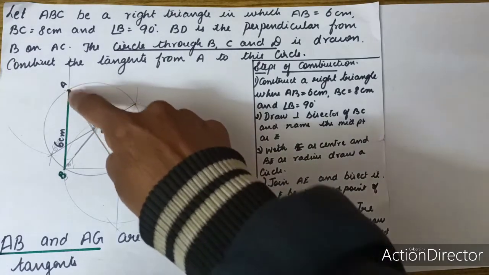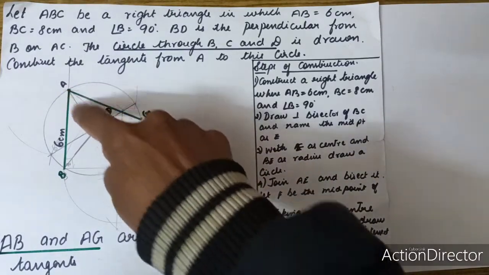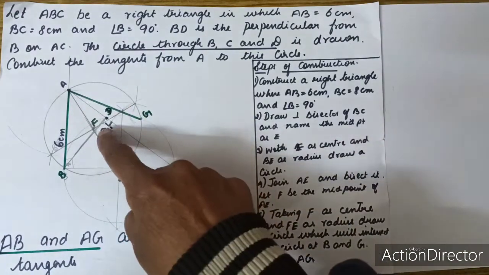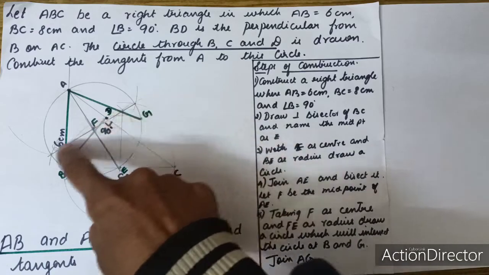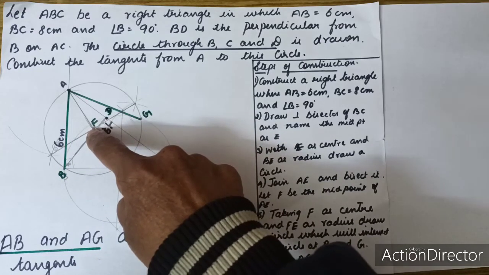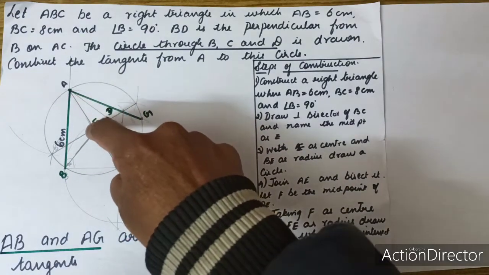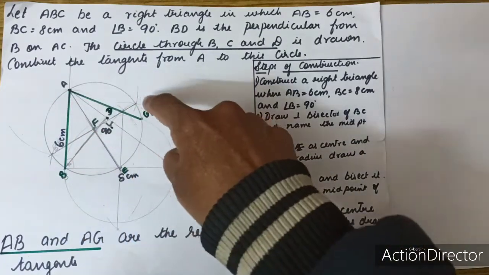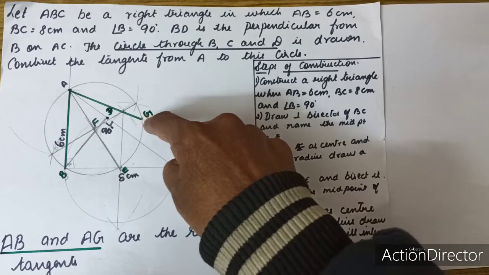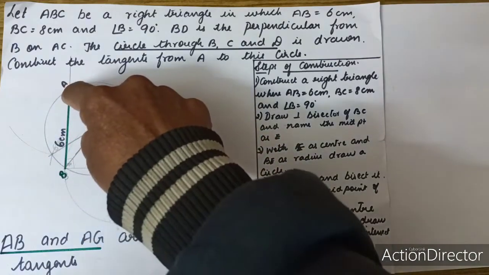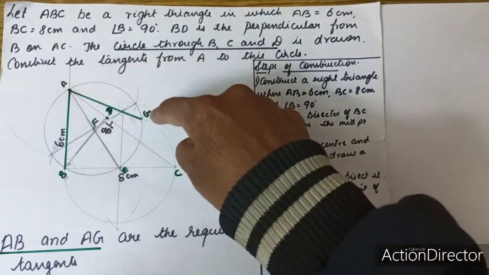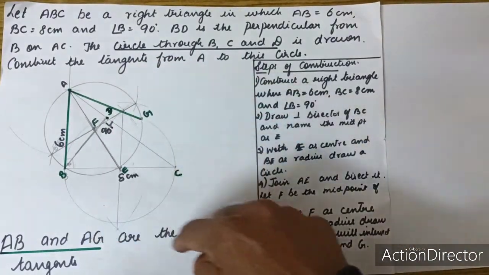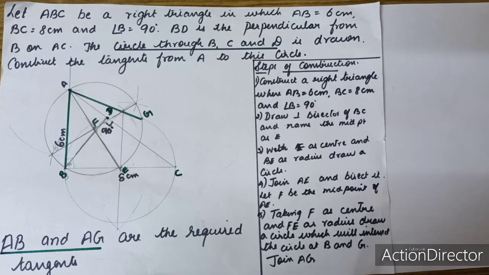Now you join AE. After joining AE, find out the midpoint of AE. For finding out the midpoint of AE, I had to draw the perpendicular bisector of AE. Let F be the midpoint now. Using AF or FE as radius, we are going to draw one circle. This circle will pass through the points G, E, B and A. Now you join AG. Therefore, AB and AG are the required tangents.